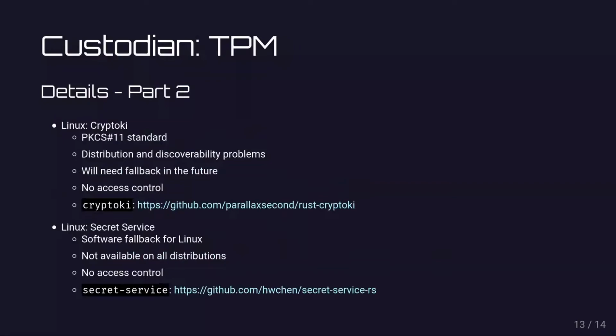And Linux has a software fallback that's completely separate from TPMs, and that's Secret Service. You probably know that from Seahorse, for example. And there is already a great crate for that. So Custodian is just going to wrap all of this in one single API that's easily consumed.